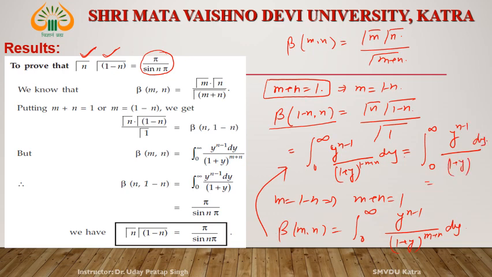And what is this? This is pi by sine n pi. You already studied this in your 11th or 12th class, so you can prove it easily. If you have any doubt, then you can ask me. So this integral is equal to pi divided by sine n pi. So gamma of n into gamma of 1 minus n is equal to pi by sine n pi.